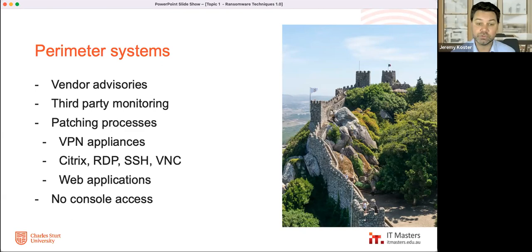Okay, and I think that's it. We've gone a little bit over time, but I hope that was a good start to the ransomware course.